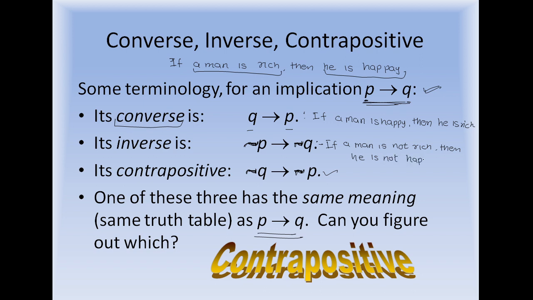And last one, how to write the contrapositive. If a man is not happy, then he is not rich. This is how we write the converse, inverse, and contrapositive of any statement. Now let's move on to the next one.